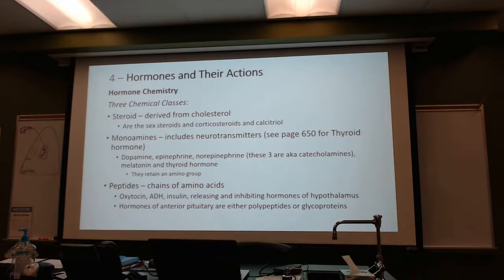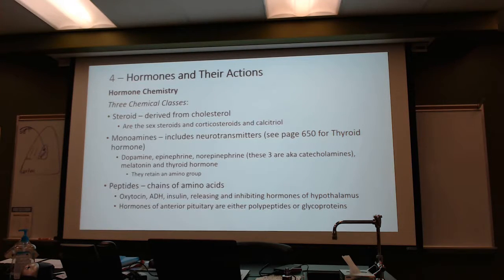Termed an amino acid because it has an amine group. So, hormones, chemicals that are listed as a monoamine, which includes our neurotransmitters, okay? Dopamine, epinephrine, norepinephrine, melatonin, and then thyroid hormone is included in this.